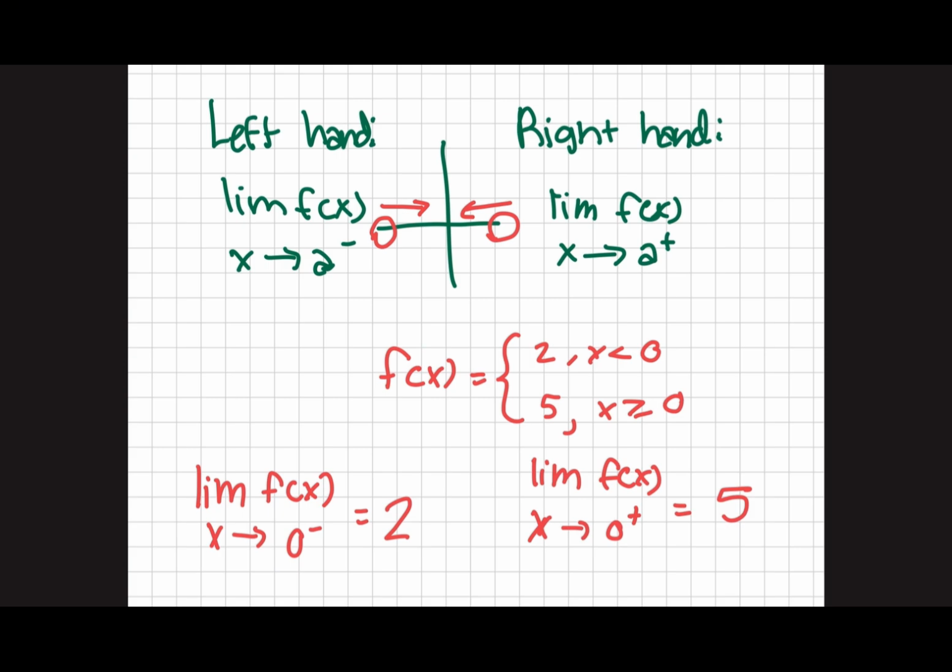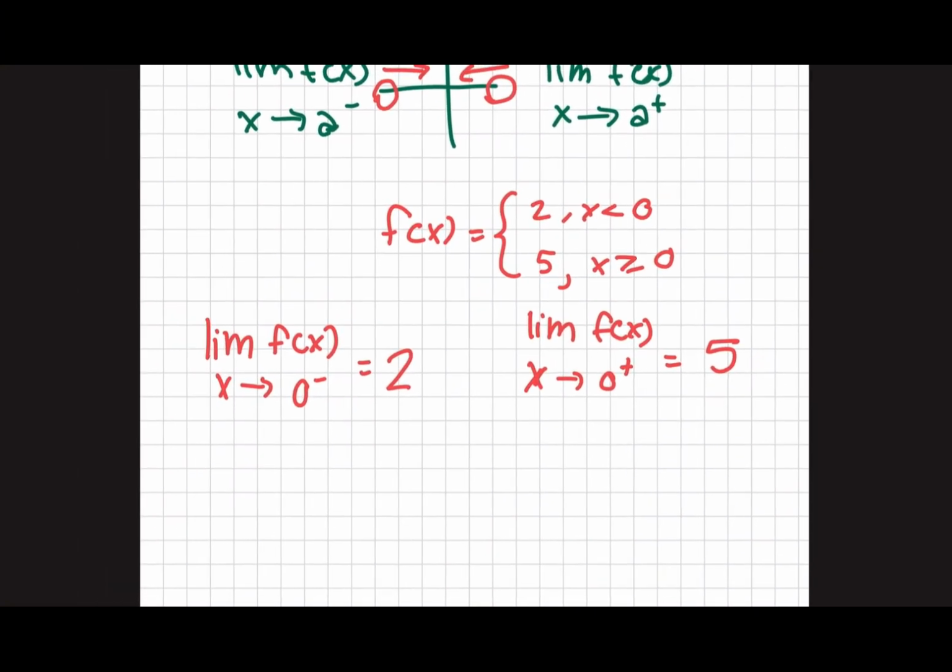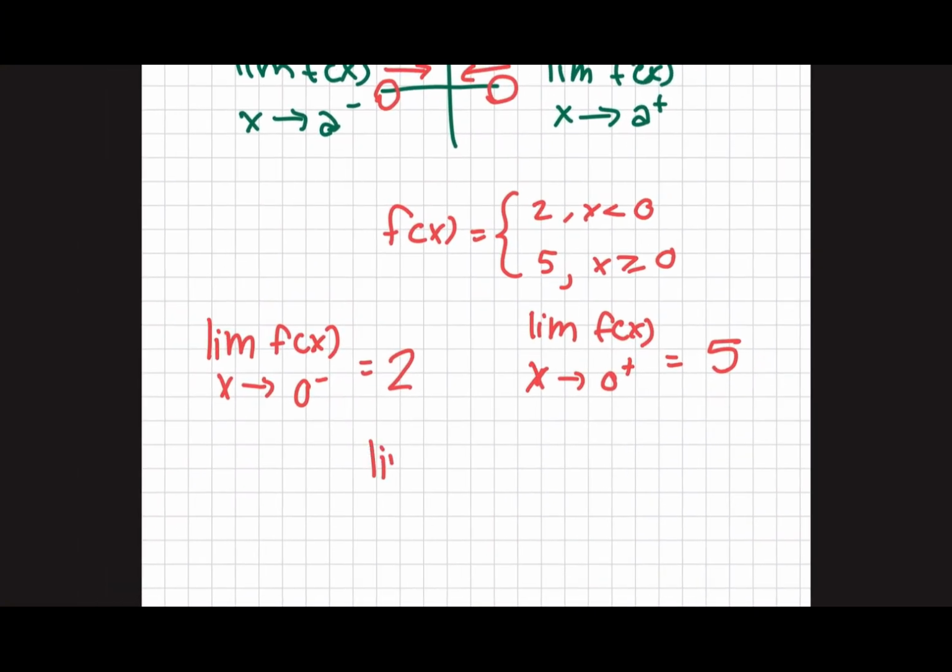So, because the limit from the right and the limit from the left don't match, if we have something like the limit of f of x as x approaches 0, this means that we're looking at both of the limits, and the limit from the left is 2, the limit from the right is 5, so the limit does not exist.